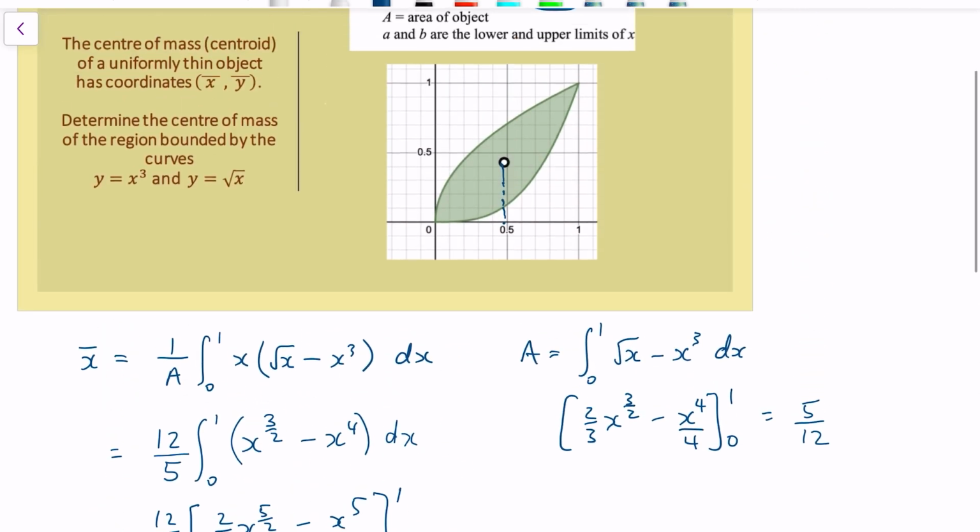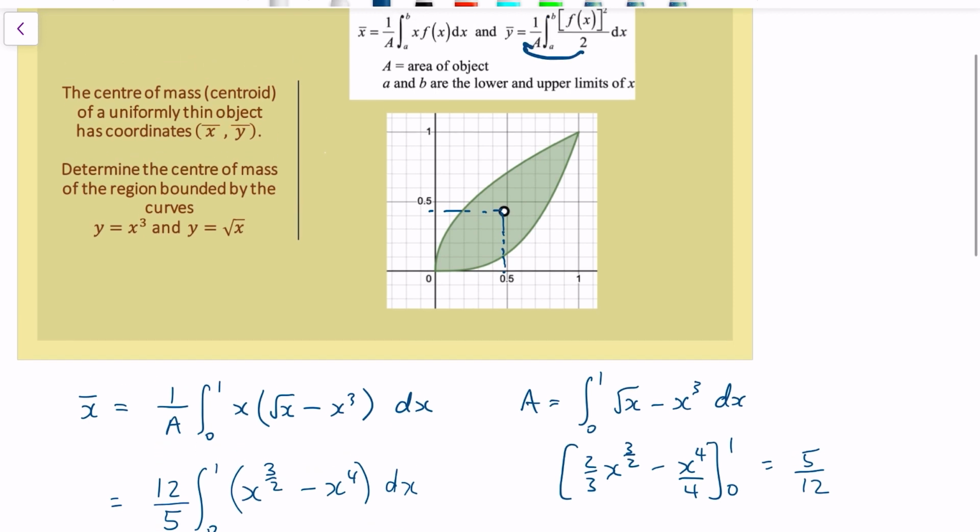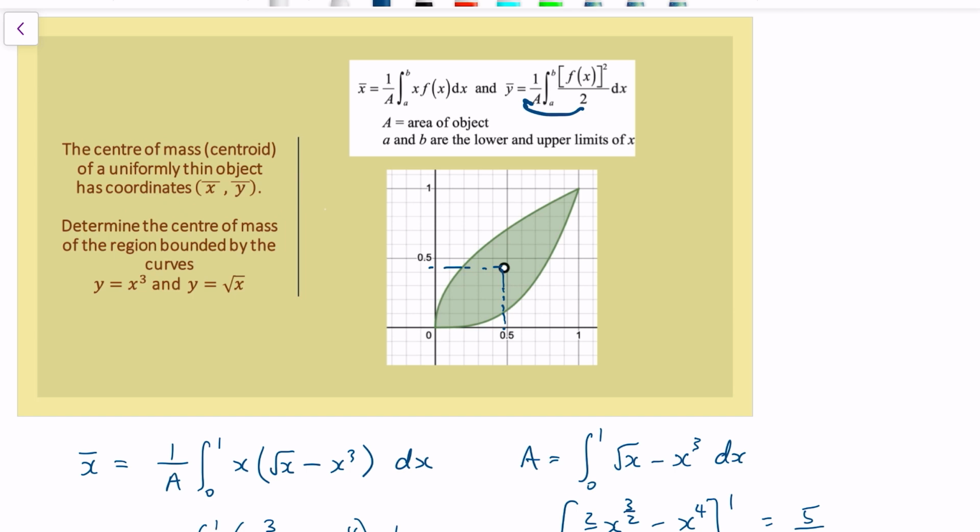Does that match the graph? Looks like it does. Alrighty, not bad. The problem wasn't too bad. It just is a little bit different. They gave you some formulas and they weren't quite ready to use. We had to think about them.